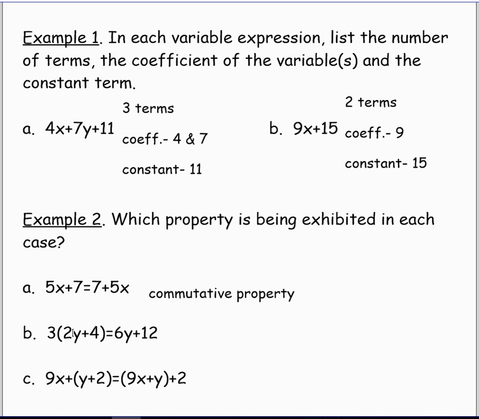And for B, we have 3 times the quantity 2y plus 4 equals 6y plus 12. The only property that we see that uses both multiplication and addition is the distributive property. What happens is we take that 3, remember that's the A value, and multiply it by both things inside the parentheses. So 3 times 2y gives us 6y. And also we have to multiply the 3 times the 4, and that's where we get the 12. And so that is the distributive property.